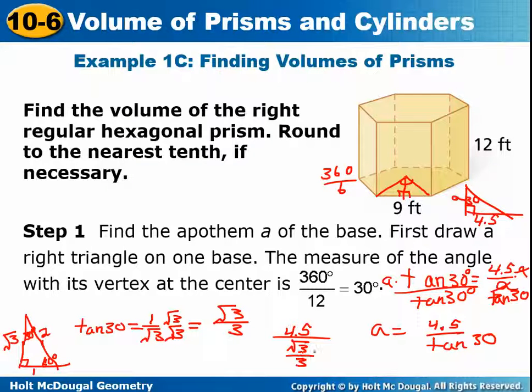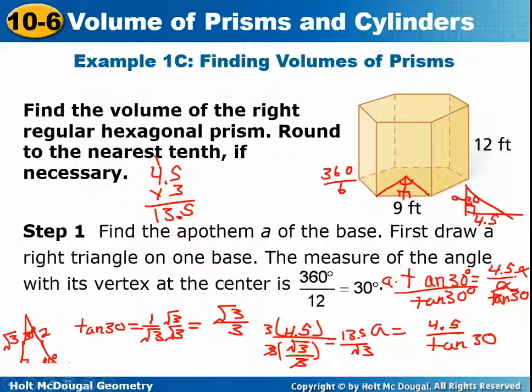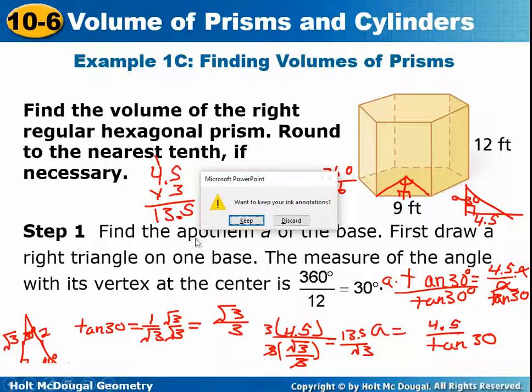So one way to simplify this would be to multiply top and bottom by 3, which cancels this 3. And we would have 3 times 4.5 divided by the square root of 3. 3 times 4.5 is 12, 13, 13.5. So 13.5 divided by the square root of 3. So the apothem is equal to 13.5 divided by the square root of 3. It might be time to get a calculator to figure that out.